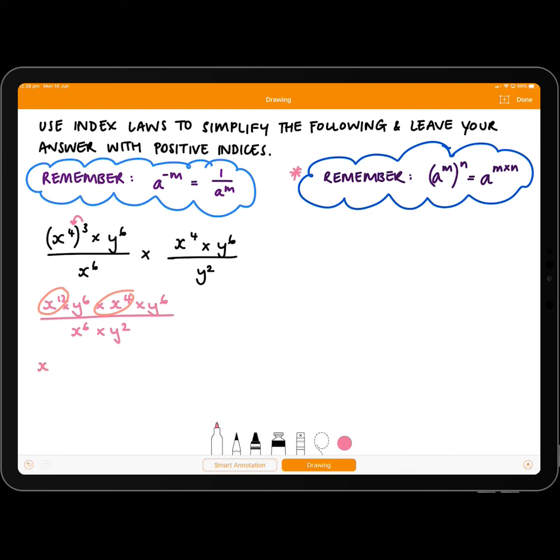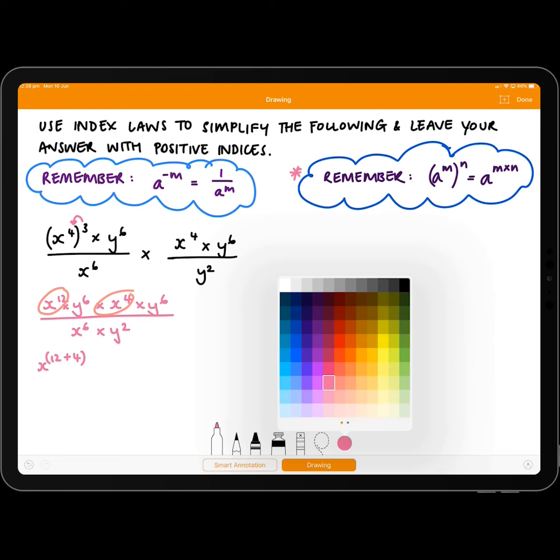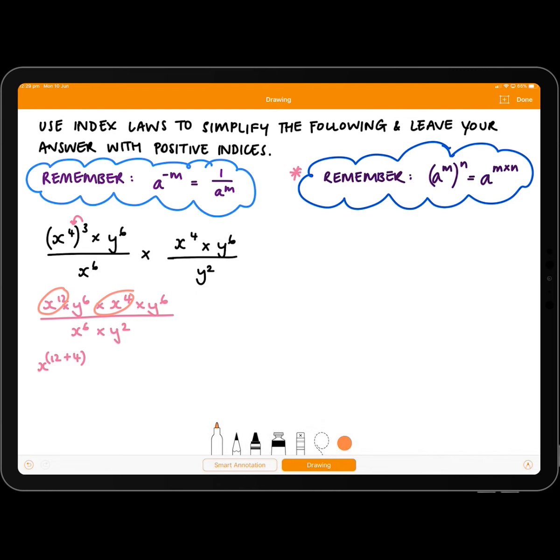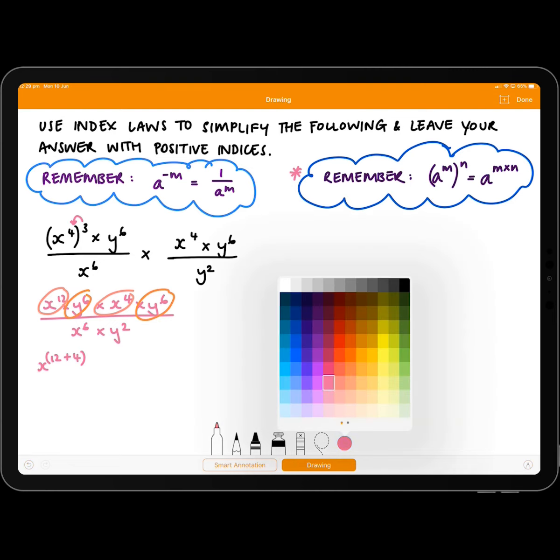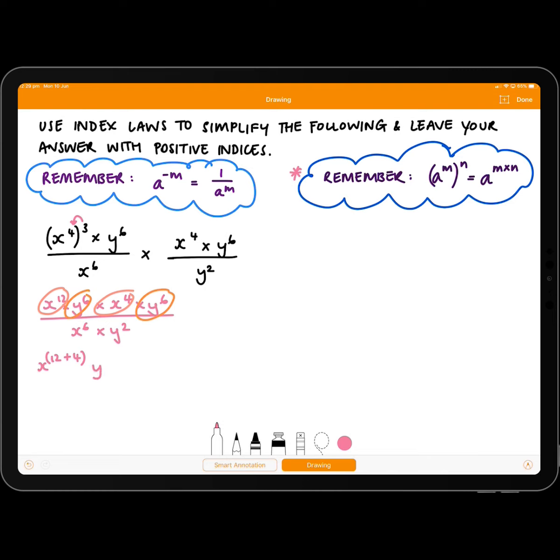So what I can do is go x to the power of 12 plus 4, and that means I'm adding the powers together because the bases are the same, which I've coloured in another colour. And then repeating that, I've also got y to the power of 6 times y to the power of 6. So what that will leave me with is y to the power of 6 plus 6. And that'll all be on y to the power of 6 times y to the power of 2.